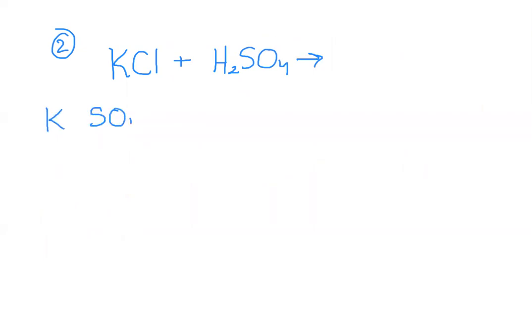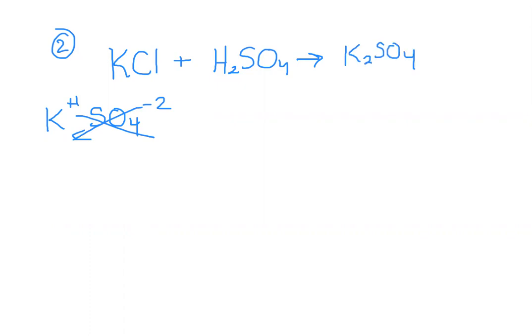Number 2, we've got KCl plus H2SO4. All right, the potassium now has to go with SO4. What is SO4? Sulfate, and sulfate has a charge of -2, and potassium has a charge of +1. So when we do that, we end up with K2SO4.